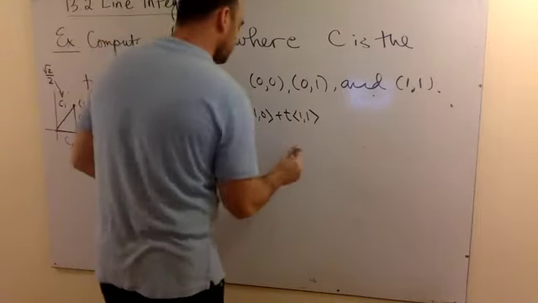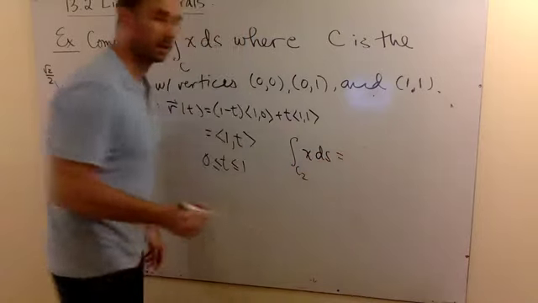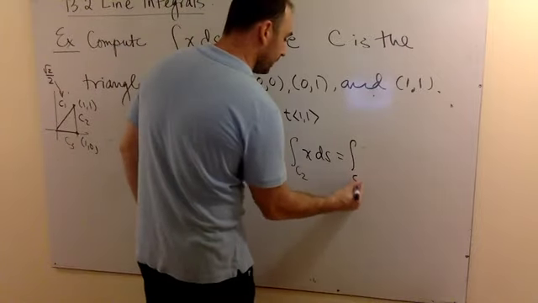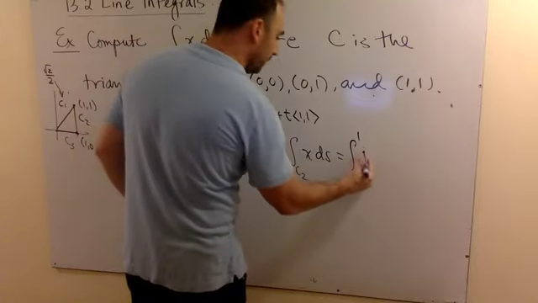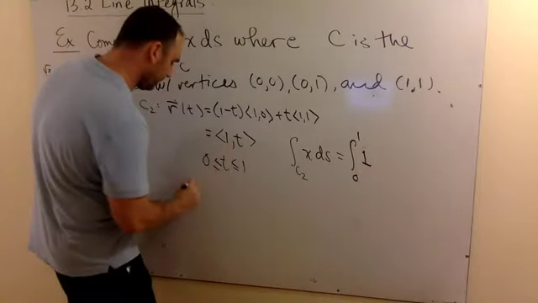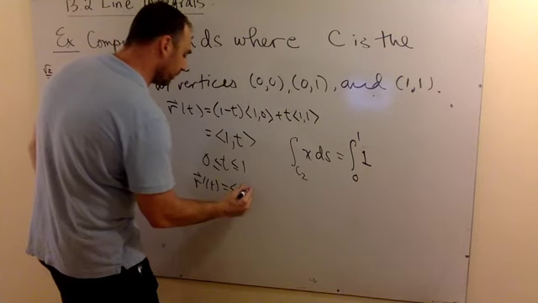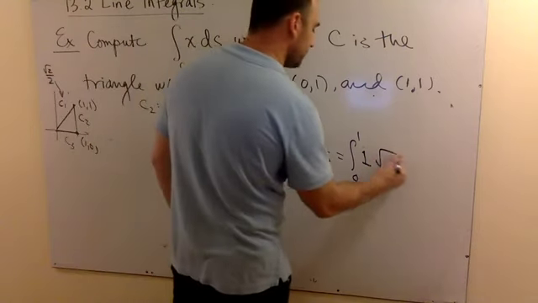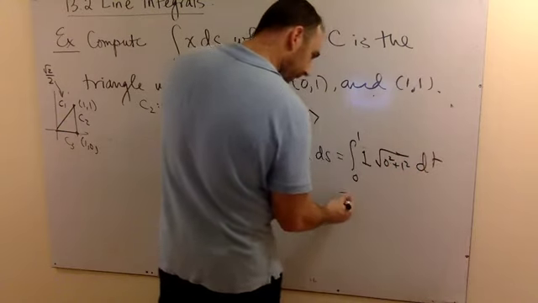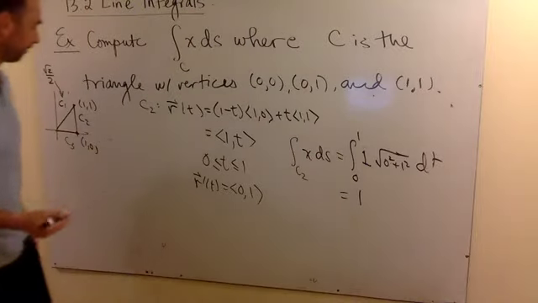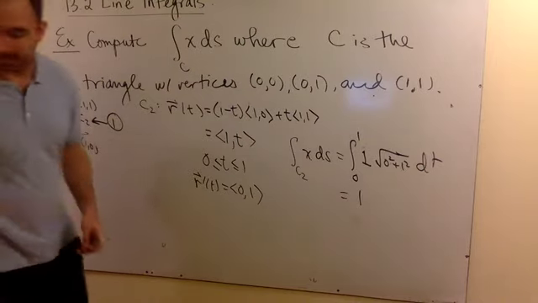Okay, so now the line integral of this part, x ds, is I plug in my parameter interval, 0 to 1. I plug in x equals 1. And then I plug in the magnitude of r prime. And r prime: the derivative of 1 is 0, the derivative of t is 1. And so this is just square root of 0 squared plus 1 squared. It's just 1. And anyway, for this piece, I get 1. So this piece is 1.